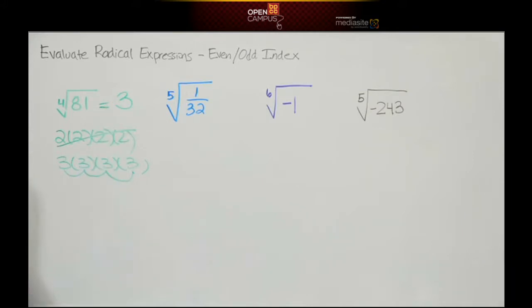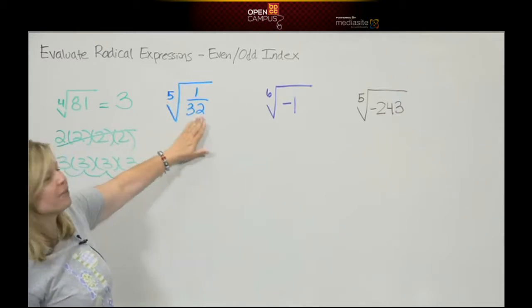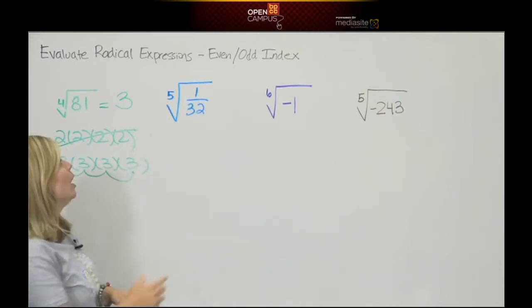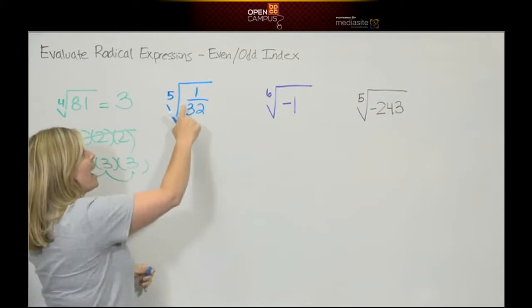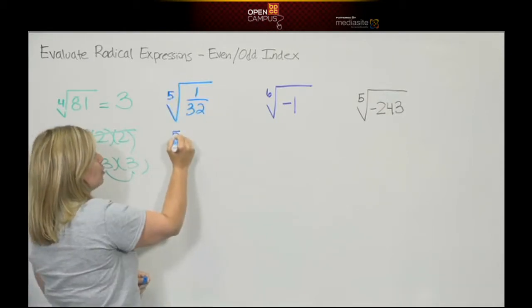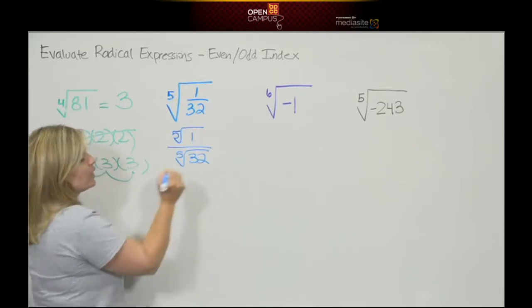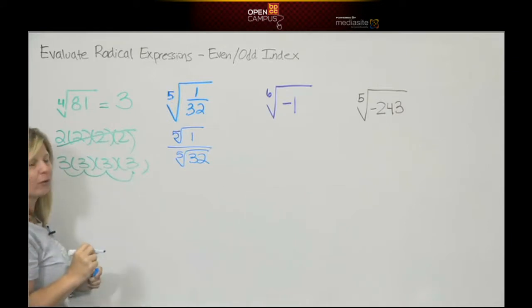See how simple that is? All right, let's try the next one. We want to do the fifth root of the fraction 1 over 32. We've already spoken about this. When we have a fraction as our radicand, we're doing the fifth root both to the numerator and to the denominator. So we can rewrite it as two different radicals.